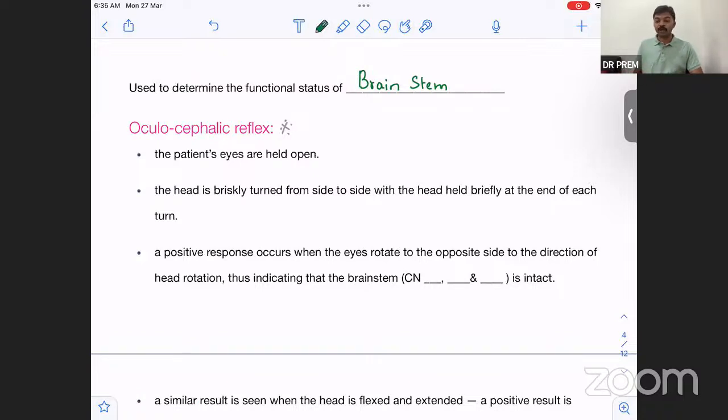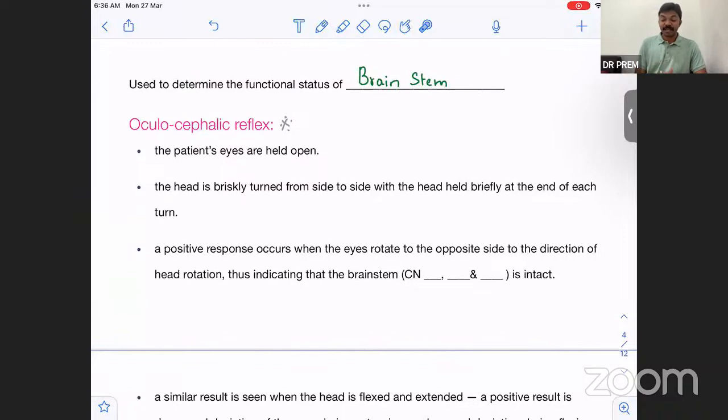So what is oculocephalic reflex? What we need to do is make the patient lie on a couch. We hold the patient's head. We ensure the patient's eyes are open. For oculocephalic reflex, the patient's eyes must be open. Sorry for the inconvenience, it's a power failure here, guys. The patient's eyes should be open, and we have to hold the patient's head.